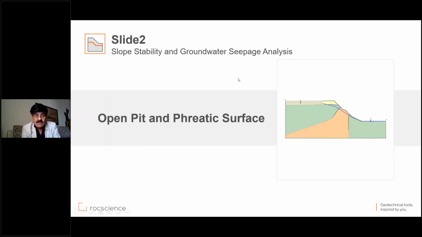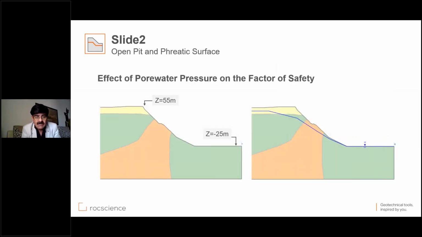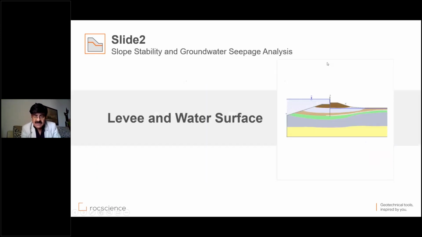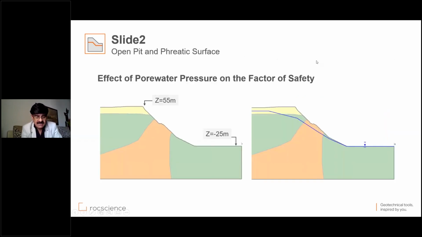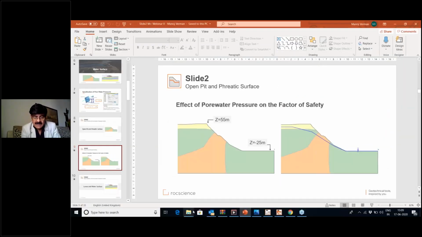So let's look at the first example, which is an open pit and the application of phreatic surface, and to carry out the analysis after that. So this is the example that we are going to analyze and see the factor of safety. And so let's go to slide 2 software. Just allow me a moment to launch that software, or I can directly go to the example. And I think I can go to the example directly.